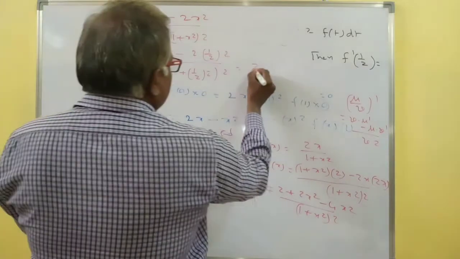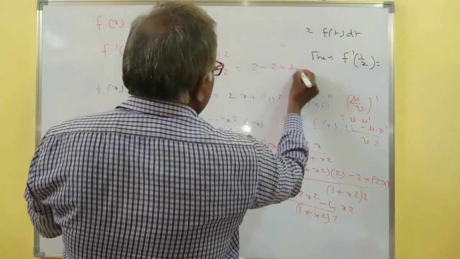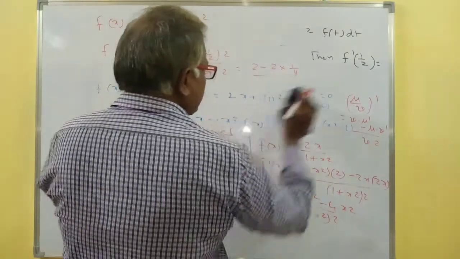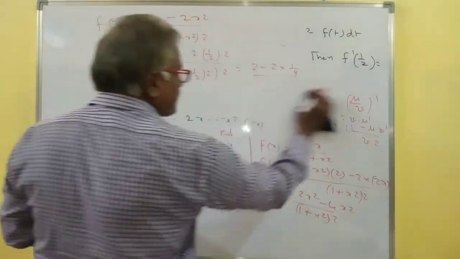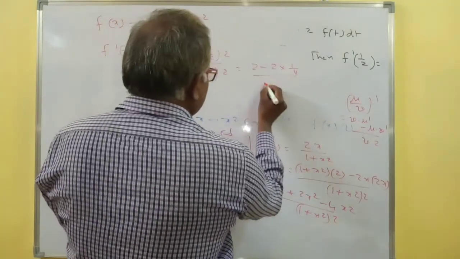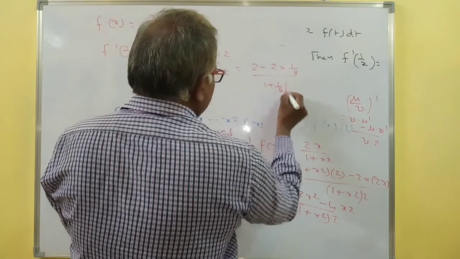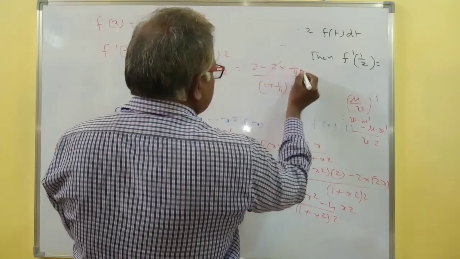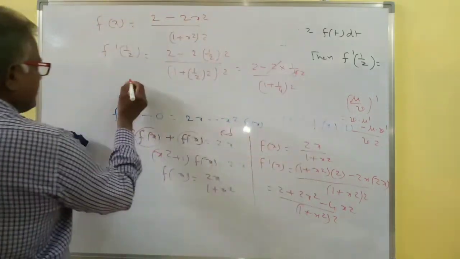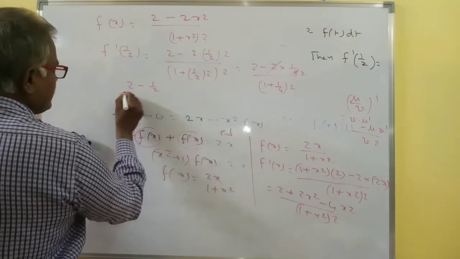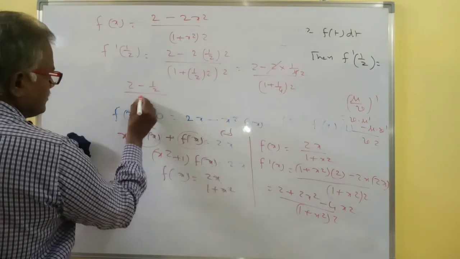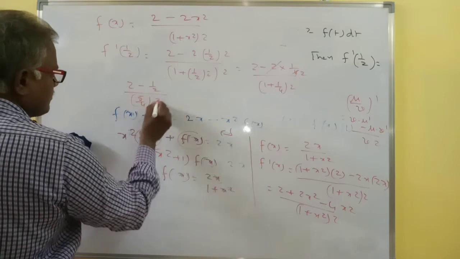That means 2 minus 2 into 1 by 4. Okay, 2 into 1 by 4. Next, 1 plus 1 by 4 whole square. That means this will get cancelled. That means 2 minus 1 by 2. Here this is nothing but 5 by 4 whole square.